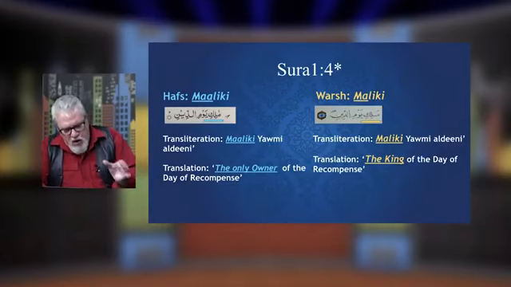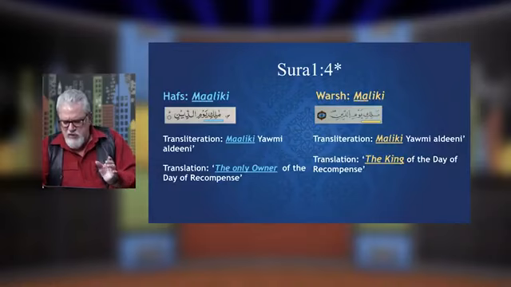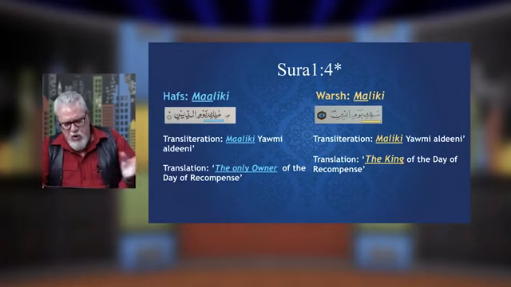So one is an elongated A versus a short A. The elongated A, the transliteration would be Maliki, and the short one for the Warsh would just be Malik. Real simple. Translation, if you want to translate it: on the left side, the Hafs, it means the only owner of the day of recompense. Okay, the only owner. On the right side, the Warsh would be the king of the day of recompense.